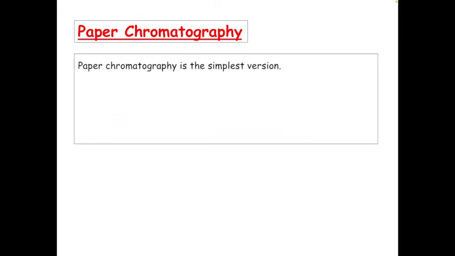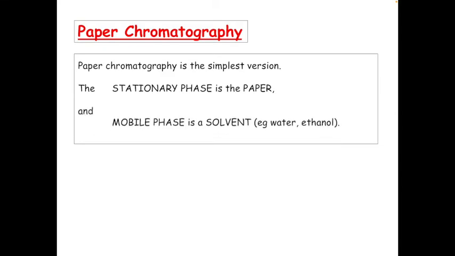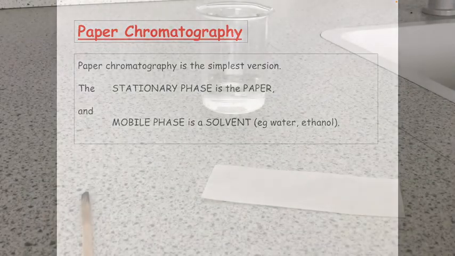So we're going to have a look at paper chromatography, and that's the simplest version. The stationary phase, which is what I've just said, is the paper, okay? And you'll get to see that in the video that I'm just going to show you. And also we've got the mobile phase. The mobile phase is a solvent, so it might be water or ethanol. I use water in the video.